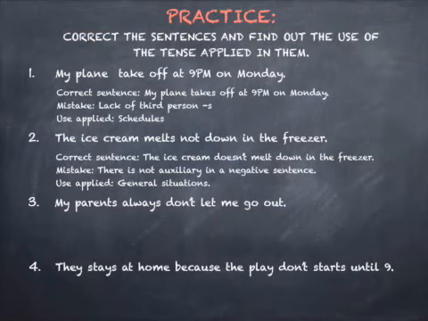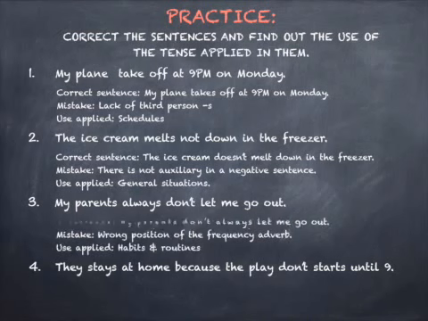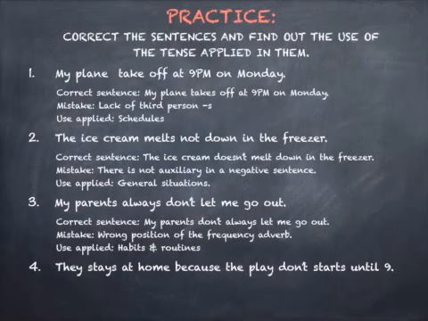Let's go with the third sentence. My parents always don't let me go out. Does it sound good to you? What's the mistake? 10 seconds to find out. The correct answer would be: my parents don't always let me go out. The mistake lies in the position of the frequency adverb, which must be between the auxiliary and the main verb in the sentence. In this case, the use would be that of habits and routines.